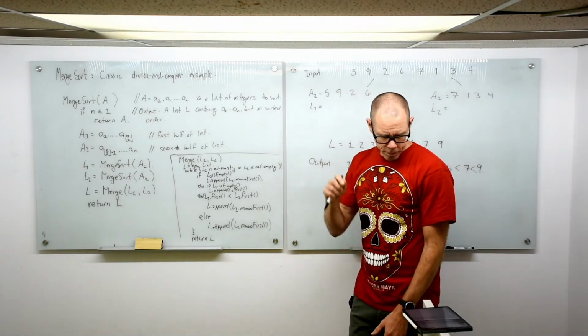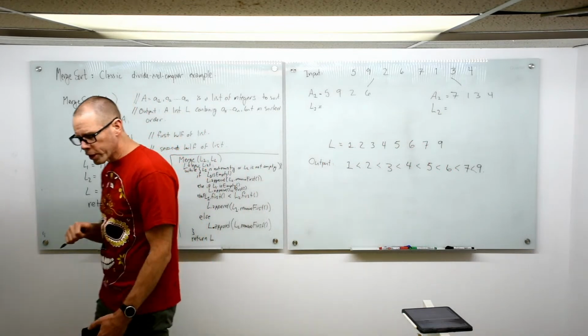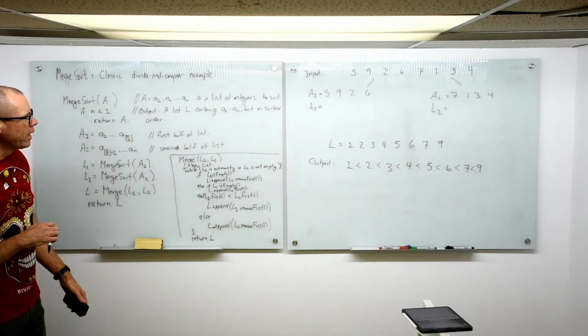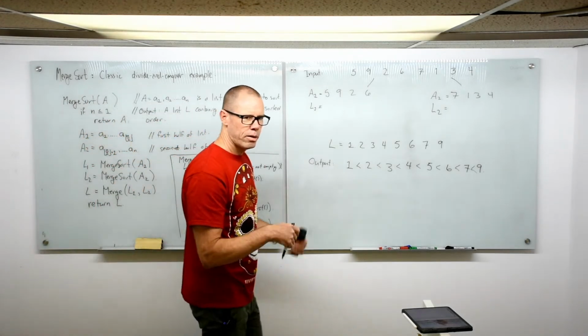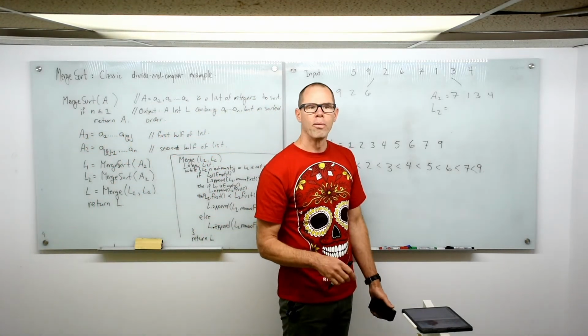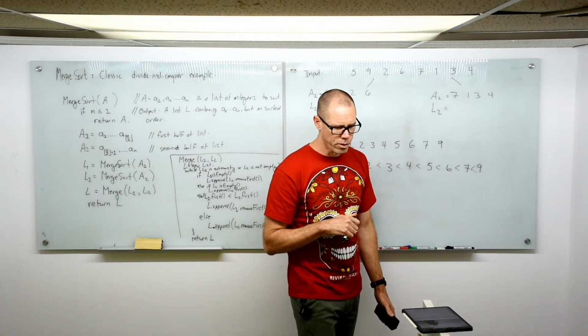Yeah, so again, this is using the magic of recursion. How did we get these nice sorted lists, L1 and L2? Well, they're just what we get when we recursively sort A1 and we recursively sort A2.